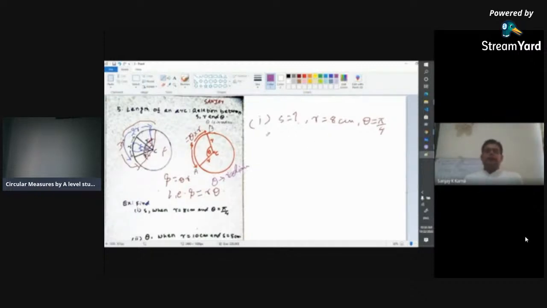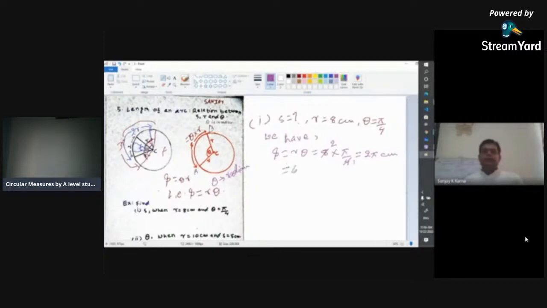Just now we have developed this relationship between s, r and theta. So we have s equals r theta, and here the value of r is 8 times the value of theta, pi by 4, and then it is 4 ones and this is 4 twos. So the value of s is 2 pi centimeter, or otherwise you take a calculator and 2 times pi is 6.283.